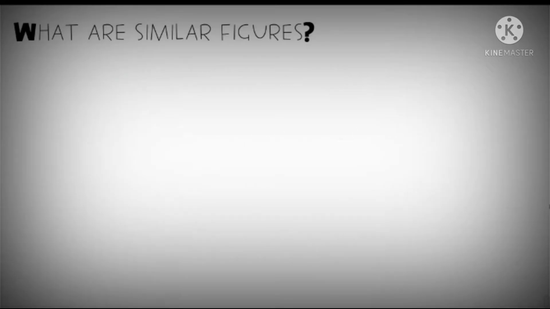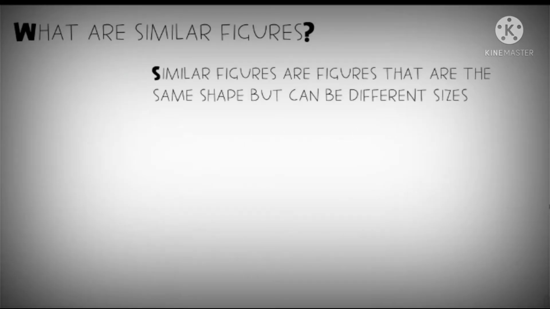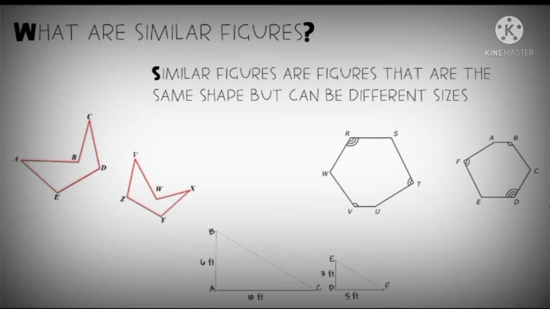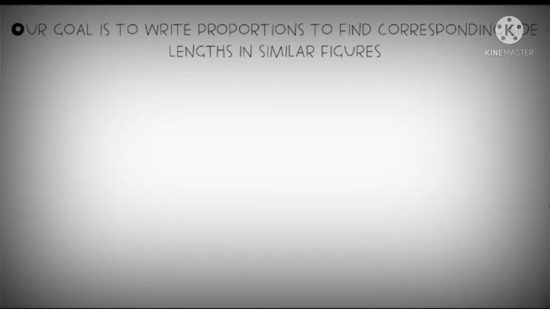Now, what are similar figures? Similar figures are figures that are the same shape but can be different in size. These are a few examples. These three groupings here are all the same shape, but they do vary in size. Our goal is to write proportions and to find corresponding side lengths in similar figures.